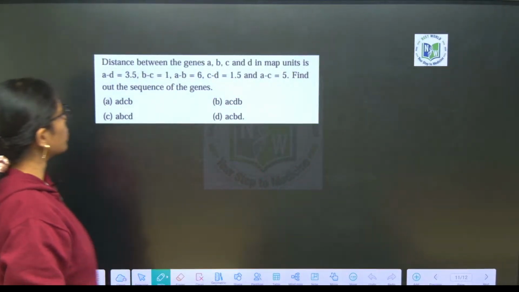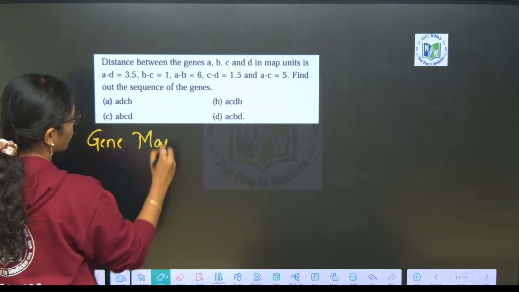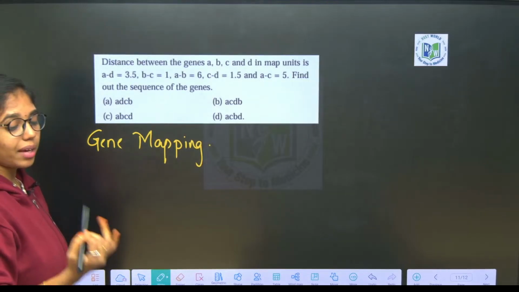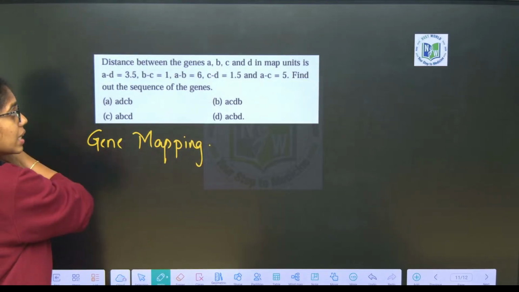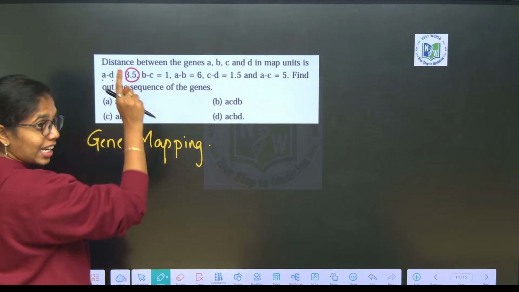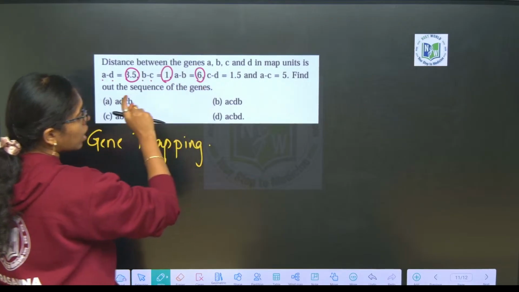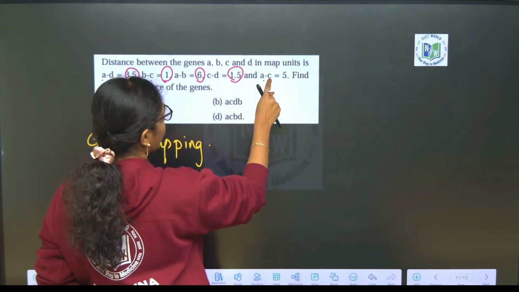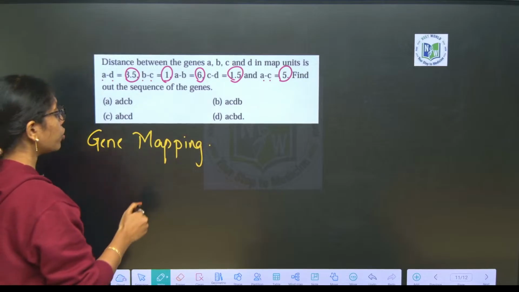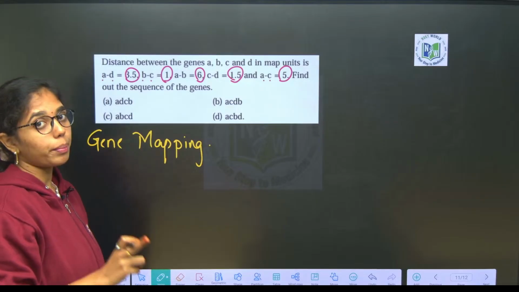Here you look into this question. This is from gene mapping. Fine. Distance between the genes A, B, C, D in map units is: AD distance is 3.5 map units, or centimorgan also you can say, BC is 1, AB is 6, CD is 1.5 and AC is 5. So, all the time, as I told you, beta, you have to plot from those two genes which have maximum distance or maximum recombination frequency.